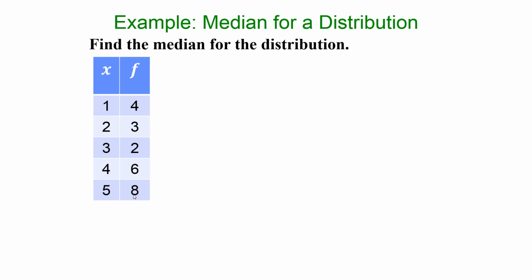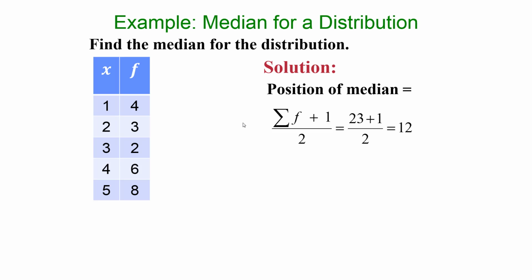Do you remember when we talked about the cumulative frequency distribution? What was that? Add each one up, that's right. We're going to use the cumulative frequency distribution. First, we're going to find the position. How do we find the position in the list? We add up the frequencies, because that's our n. We add 1 to it, and we divide that by 2.